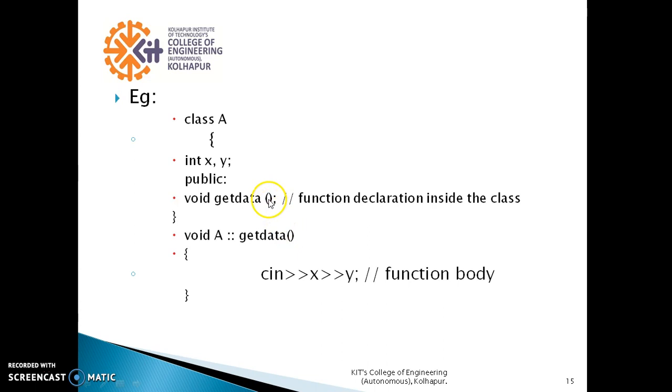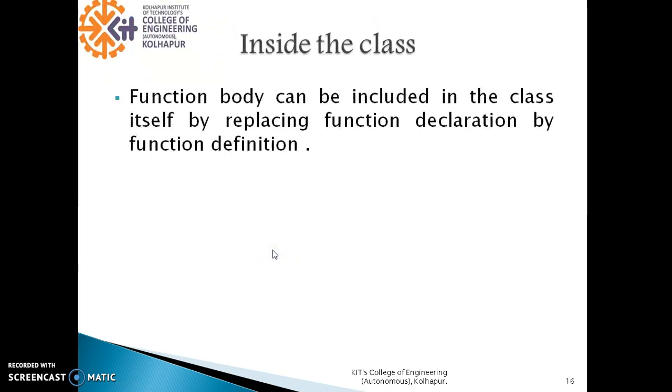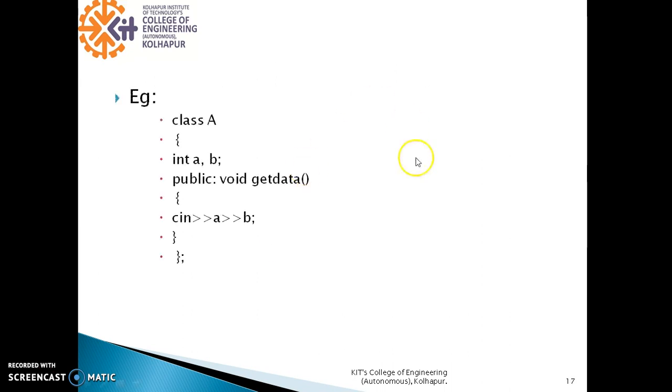Here it has first been declared and defined outside the class. Inside the class, you're just going to replace the function declaration with the function definition. Only remove the semicolon from the function declaration. See now, here the semicolon has been removed.